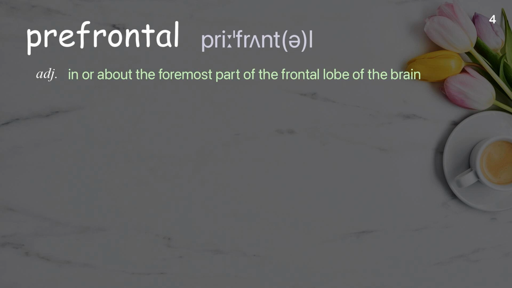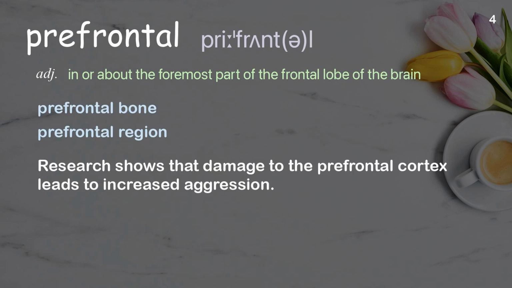Prefrontal. In or about the foremost part of the frontal lobe of the brain. Examples: Prefrontal bone. Prefrontal region. Research shows that damage to the prefrontal cortex leads to increased aggression.